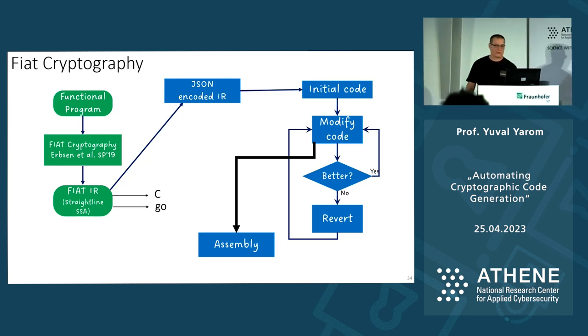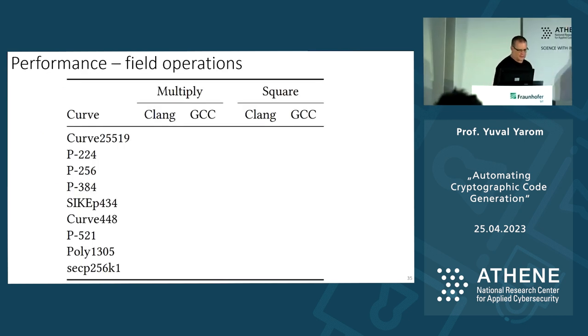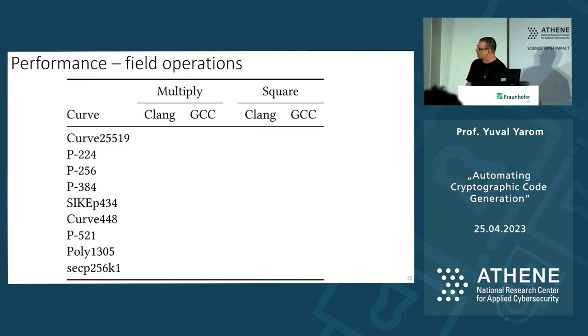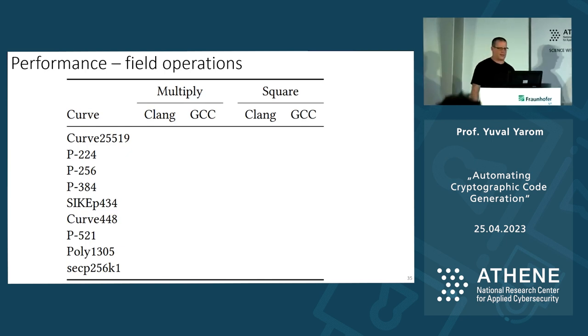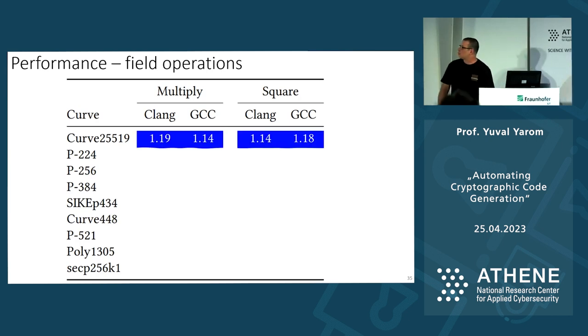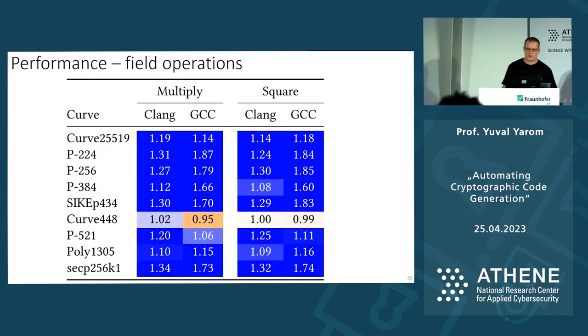How does this assembly code compare across functions? Here are the fields, which are typically used for curves, so we call them by the names of the curves they belong to. For example, for curve 25519, our code is about 15% faster than what is produced by the compilers. We can continue and run that. Higher numbers are better, smaller numbers are worse. Color codes: blue is better, orange is worse. And we see that for most curves, we get significant improvement. Compared to Clang, we get around 20%. Compared to GCC, we get much more.